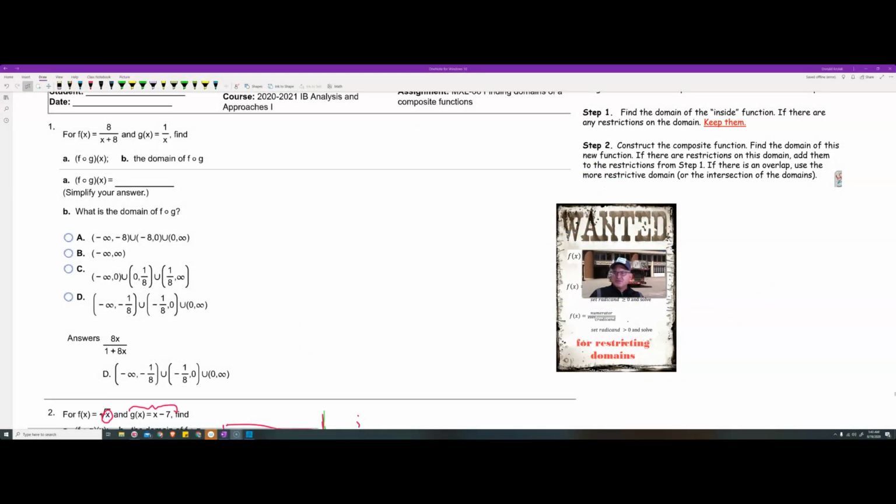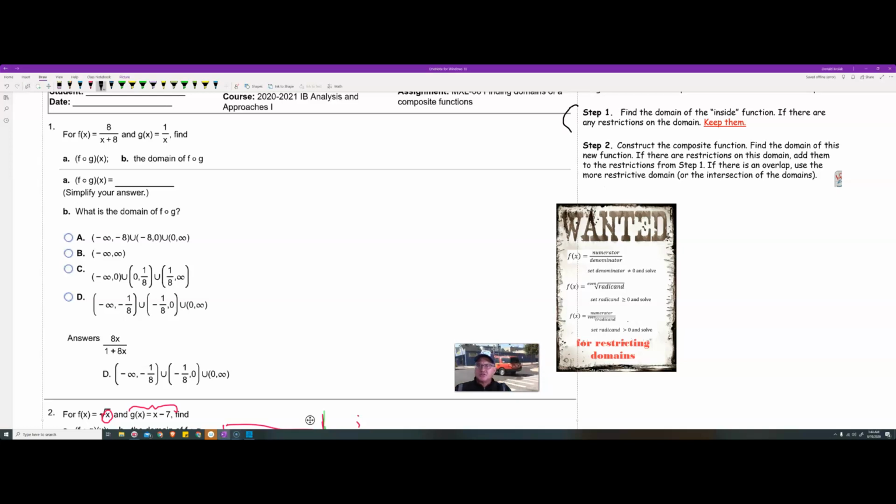Okay, this first equation is asking us to find the domain of the composite. Over here, from the notes section, I copied what you have to do in order to find the domain. But first, this question is asking you to do the composition.